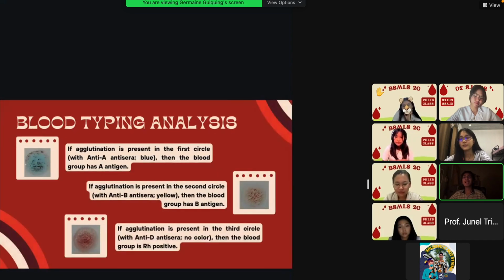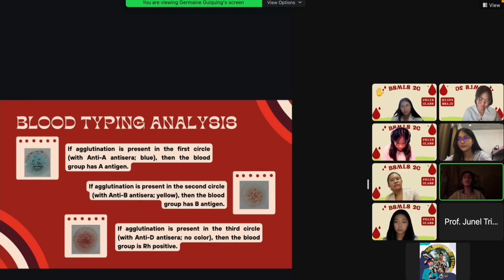Okay, so mag-analyze na tayo ng blood sample. If agglutination is present in the first circle with anti-A, color blue, then the blood group has an A antigen. By the way guys, ano ba ibig sabihin ng agglutination? Ang agglutination guys is parang clump, nagka-clump yung blood natin. So parang itsura niya is may batik-batik. If agglutination is present in the second circle with anti-B, color yellow, then the blood group has B antigen. And if agglutination is present in the third circle with anti-D, no color, then the blood group is Rh positive. Next slide.